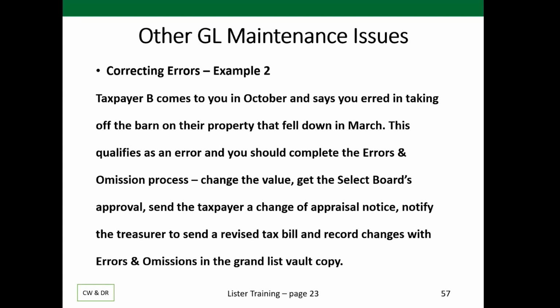Example 2, taxpayer B comes to you in October and says you erred in taking off the barn on their property that fell down in March. This qualifies as an error and you should complete the errors and omissions process. Change the value in your working grand list, get the select board's approval, and then send the taxpayer a change of appraisal notice once you finally have permission to change those. You're going to notify the treasurer to send a revised tax bill and record the changes with that E&O form in the vault at the back of your grand list.